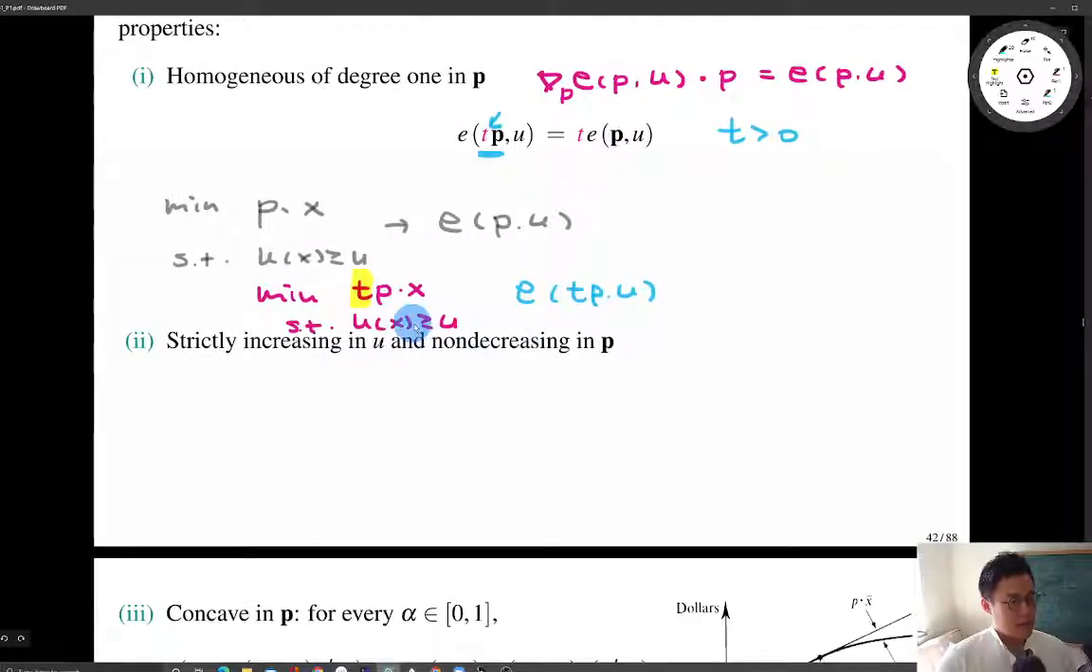And then the second property is that the E function is increasing in U. That is quite intuitive, nothing to prove. If the target utility gets higher and higher, the consumer is willing to achieve a higher level of utility, he needs more money, so he has to spend a little bit more. So the value of the expenditure function is strictly increasing in U.